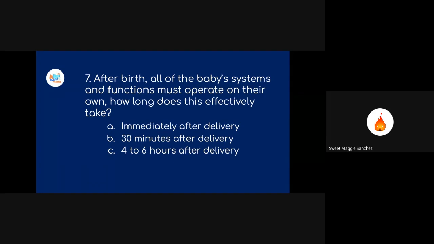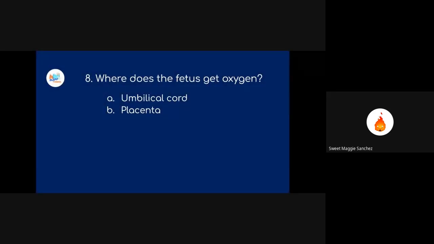Okay, timer stops. Okay. Question 8. Where does the fetus get oxygen? Is it A, umbilical cord, or B, placenta?